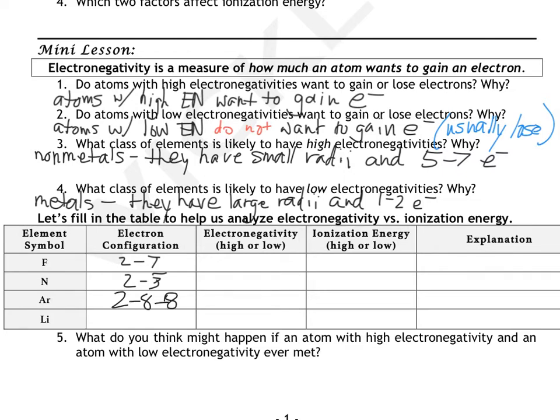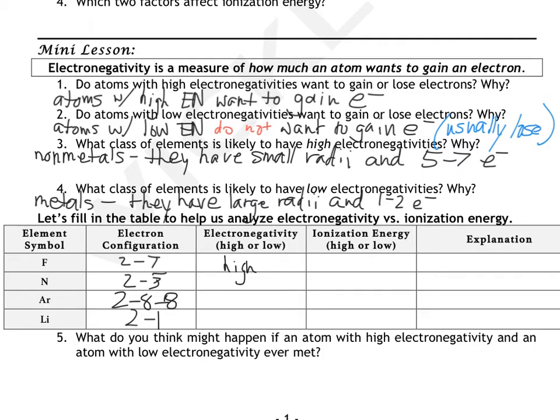And lithium is 2,1. So in terms of electronegativity, we can just judge it really based on the number of electrons in the last orbital. So let's do it that way. Since fluorine has 7 electrons in its last orbital, it is going to have a very strong desire to gain 1 more, so I'm going to go with high electronegativity.